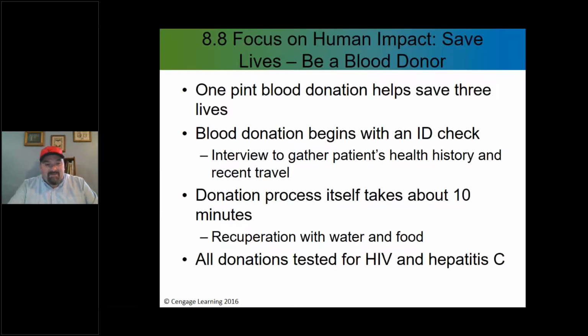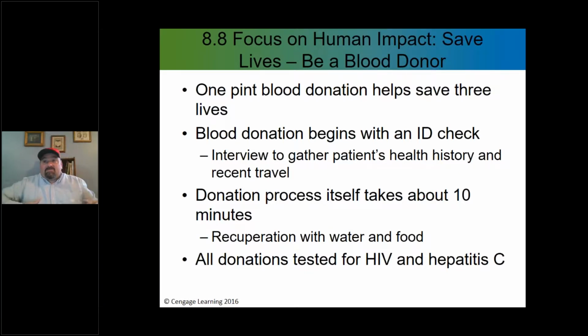All right. So this is just interesting as far as talking about becoming a blood donor, and it's a good thing to do. It doesn't take very long. The donation process itself takes about 10 minutes. They give you a little bit of orange juice and some food, and you're good, folks. You might feel a little tired, a little fatigued afterwards, but it goes away shortly, and your body reproduces it.